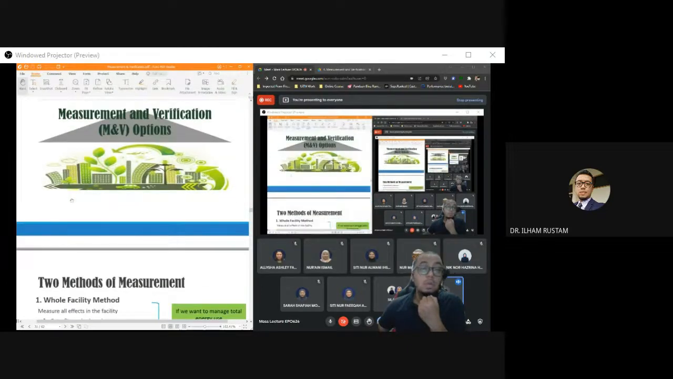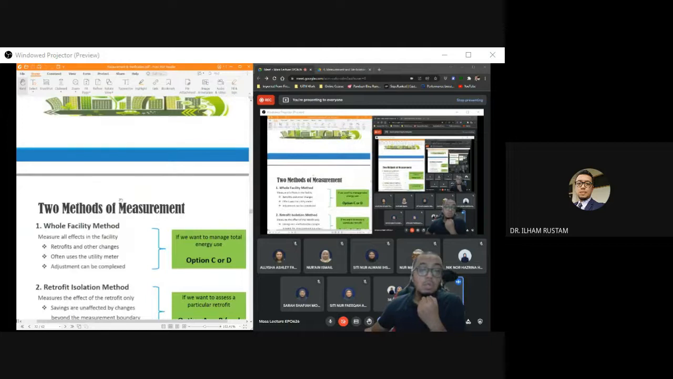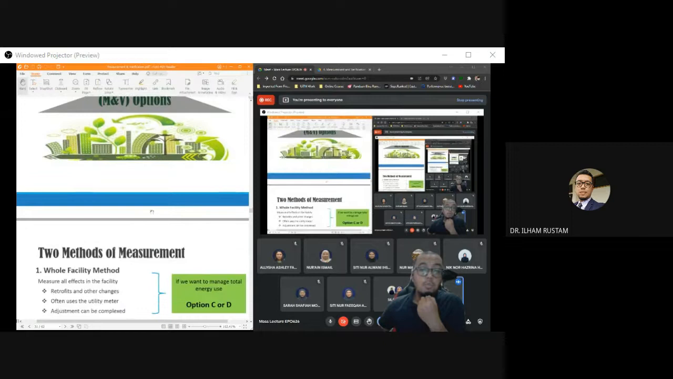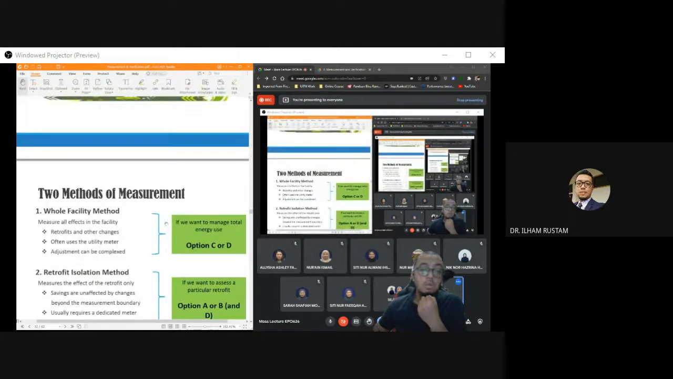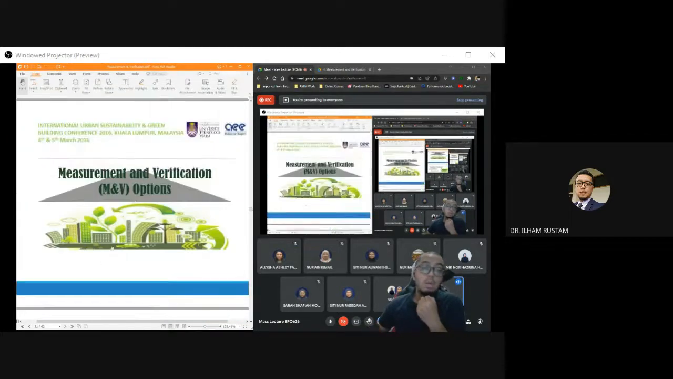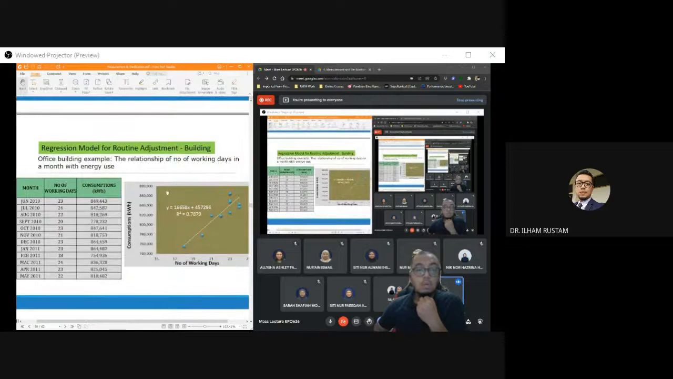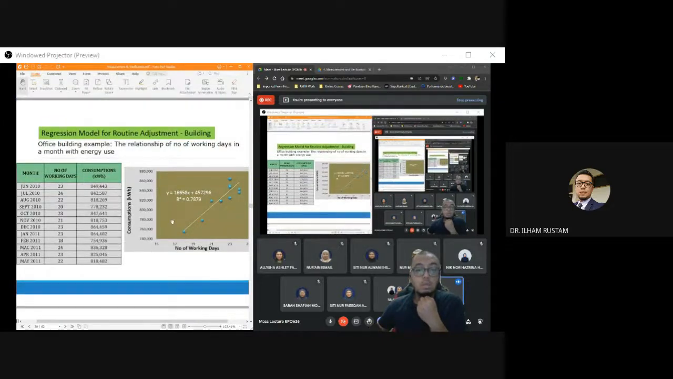Okay, so what kind of options can you take? For this slide, it's actually a repetition of the previous slide that I discussed last week, which is whole facility and retrofit installation and whatnot. But I'll save this one for the next class, so that Sir Azri can revisit it properly. So I guess for today, that's all, we cover until regression, because we did explore the Houston chart just today.